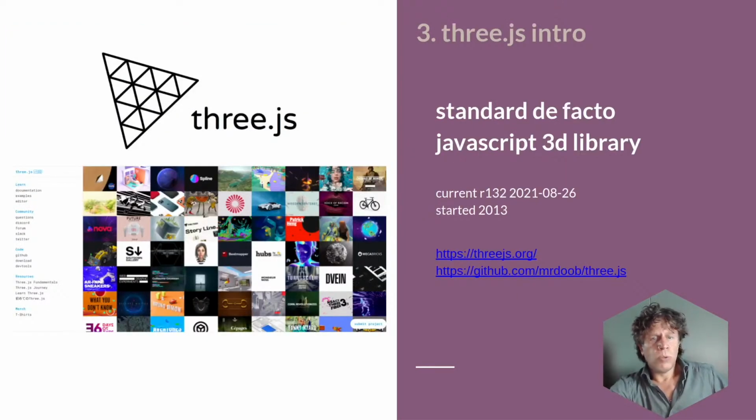Now I want to introduce three.js, the de facto standard JavaScript library for 3D. The current version is 132 as of the 26th of August, and development started in 2013. All the code is open source and you can find it on GitHub, the link is in the slide.